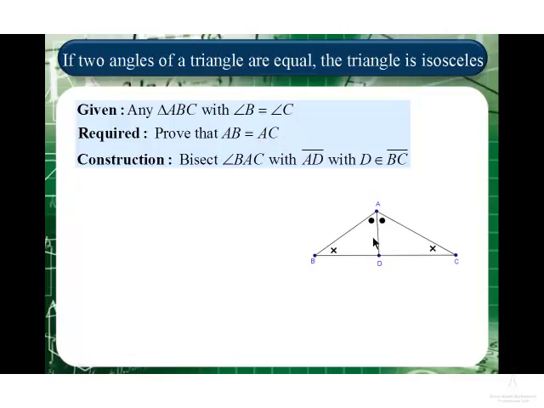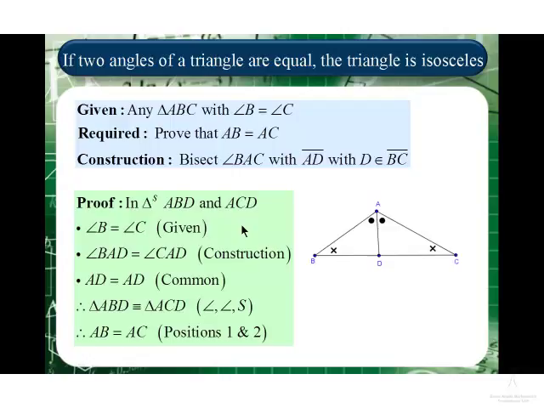In order to facilitate the proof, we again make the construction. We bisect the angle BAC with the line segment AD such that D forms part of the base, the side BC, as indicated. So these two equal angles shown by dots on the screen, we create them by the construction of line segment AD such that D is part of BC. And then we go about proving the result. That is, we have to prove that AB is equal to AC in such a case.